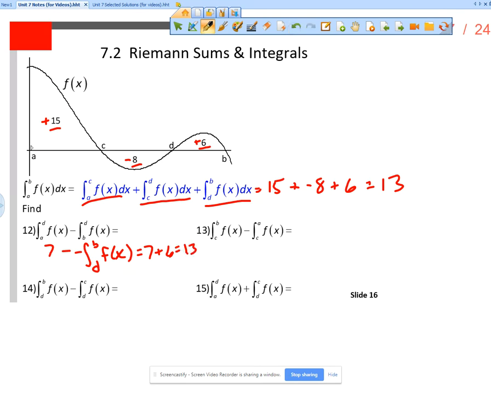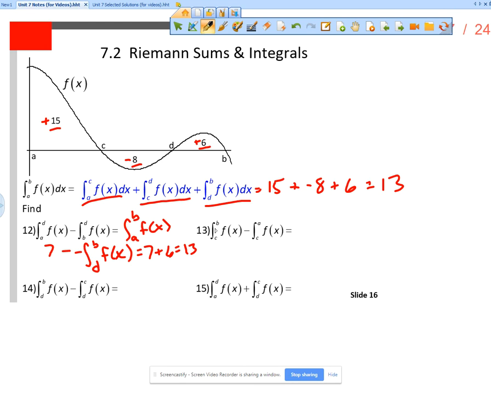Well, what did I do? Think about it. I had the integral from a to d, and I was subtracting the integral from b to d. Well, isn't that really like adding the integral from d to b? So isn't this really just the integral from a to b of f of x dx like we did in the first one? Yes, it is. All right, what about 13?